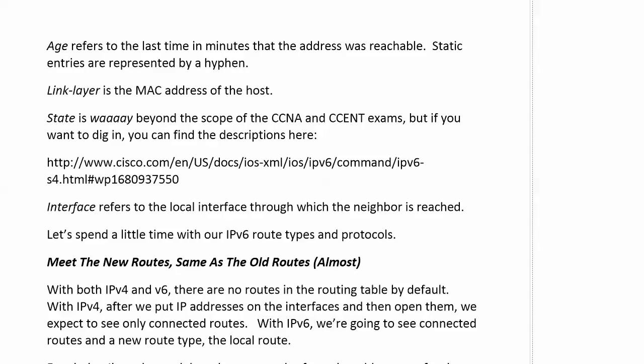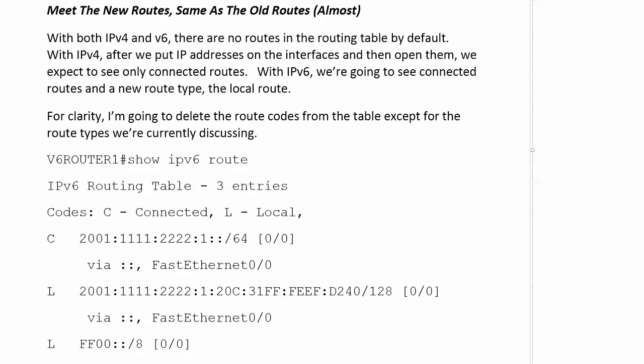Now, about those routes, with version 4 and version 6, there are no routes in the routing table by default. We know the deal. We've seen an IP version 4 router from scratch. We've opened it up, put it in our lab, etc. And the interfaces are all shut by default on a router. So, of course, there can't be any routes in the routing table by default.